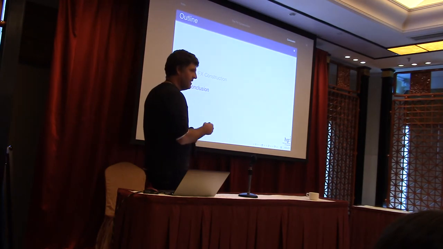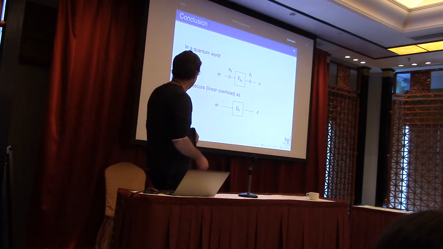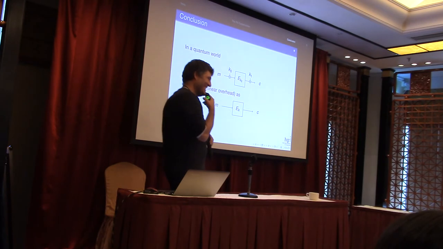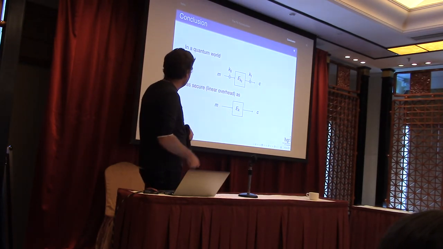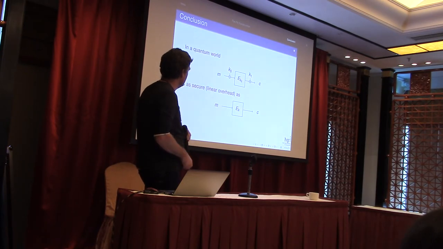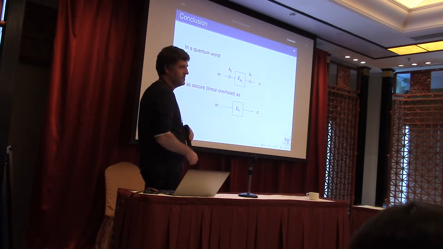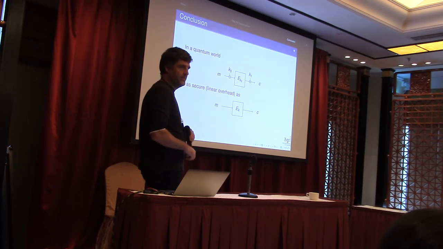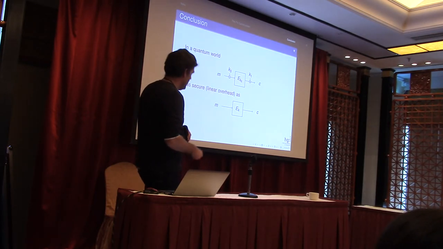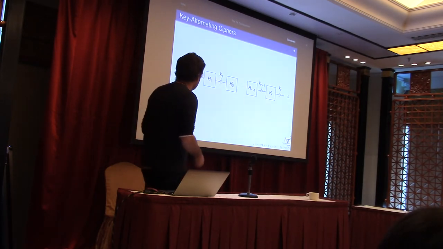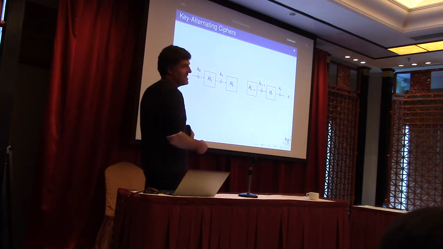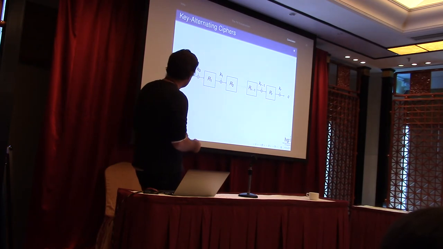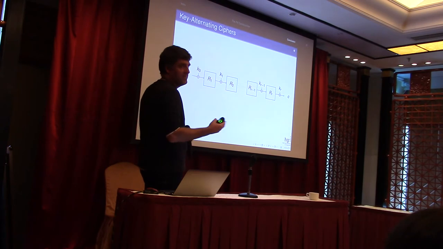So the main message is that this thing in the quantum computer is as secure as this thing. So whitening keys do not buy you anything. And now the interesting part is let's look at key alternating ciphers. So what is a key alternating cipher? It's like AES. You have the XORs of keys and public functions in between.